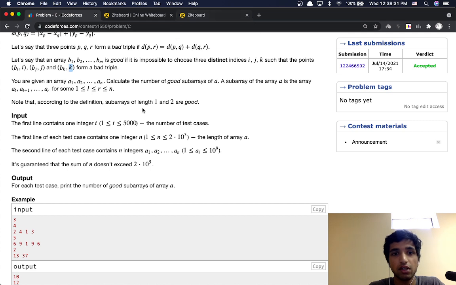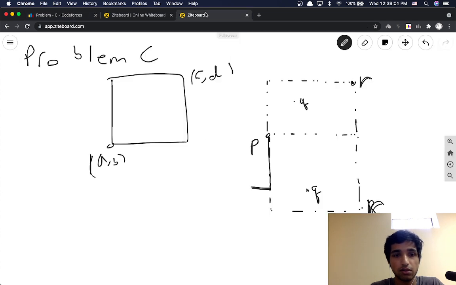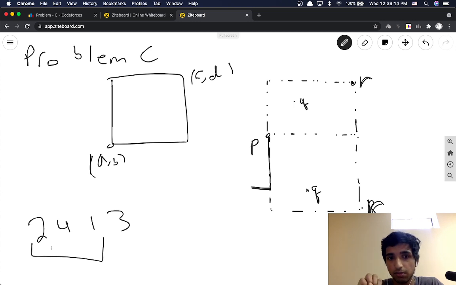So essentially we just want to find the number of good subarrays. So a good subarray is a subarray that, right, it's impossible to choose three distinct indices. So all we have to do is, since the indices are already in order, we just have to look at the array. So let's consider the first example, 2, 4, 1, 3. And we just have to see which of these subarrays have no three indices that are monotonic, that are either all increasing or all decreasing.